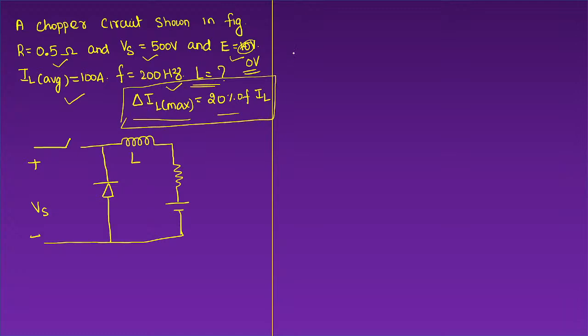Nothing is changed. You can write down that same formula and you can solve it again. You know how to write the expression for maximum ripple current?